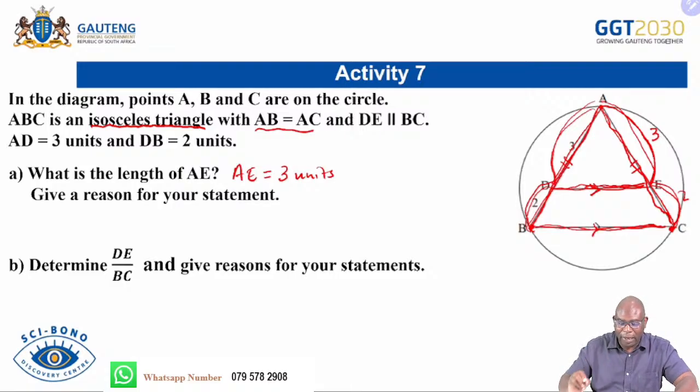So AE is 3 units as you know. DE, we don't know what DE is. BC, we don't know what BC is, so we don't have that. Now, in the next lessons, you're going to be doing similarity of two triangles, of which we have done some of these things in grade 9.